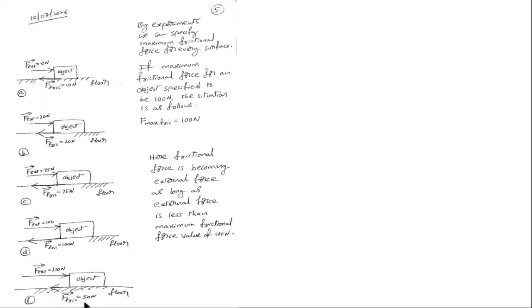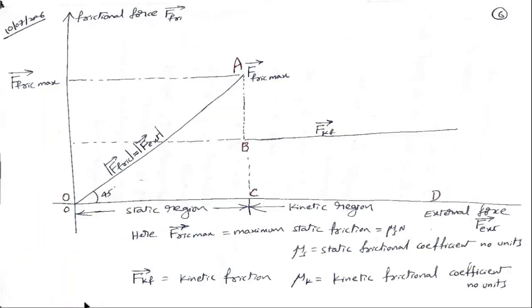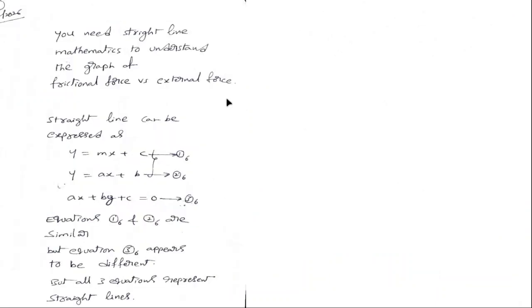All these conclusions are expressed in terms of a graph as shown in the figure. Here a graph is shown. On the y-axis you are taking frictional force, on the x-axis you are taking external force Fext. And here the graph can be divided into two parts, 0 to A and from C to D, or B to F, like that. Anyway, the graph is in terms of straight lines. So to understand this graph, you need straight line knowledge. For this I am taking the next slide. A straight line can be expressed as y = mx + c.